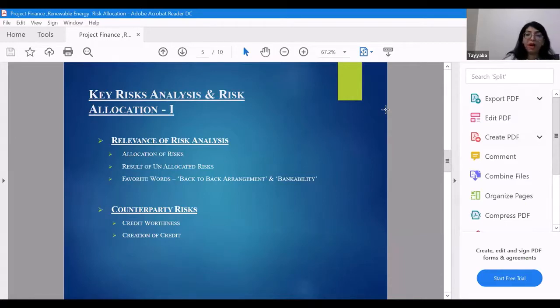So the operating period risk is passed on to the O&M contractor. The O&M contractor again charges a price, a premium, but at the same time, the O&M contractor ensures that the project runs smoothly. Now, one question which could be in your mind is that everybody's charging a premium to capture risk, so where is this premium being funded from? The premium is actually funded through tariff.